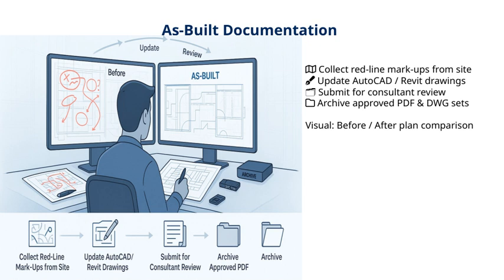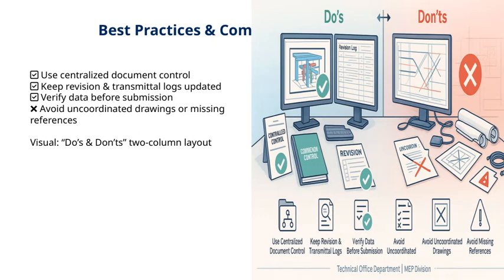Finally, we archive the approved PDFs and DWG sets for future reference and record keeping. As you can see in the visual, we often compare the before and after plans to clearly illustrate the changes made during construction. This process ensures our documentation is precise and comprehensive, which is vital for project closeout and future maintenance. It ties back to our overall goal of delivering accurate, reliable project records that support seamless project completion and ongoing facility management.